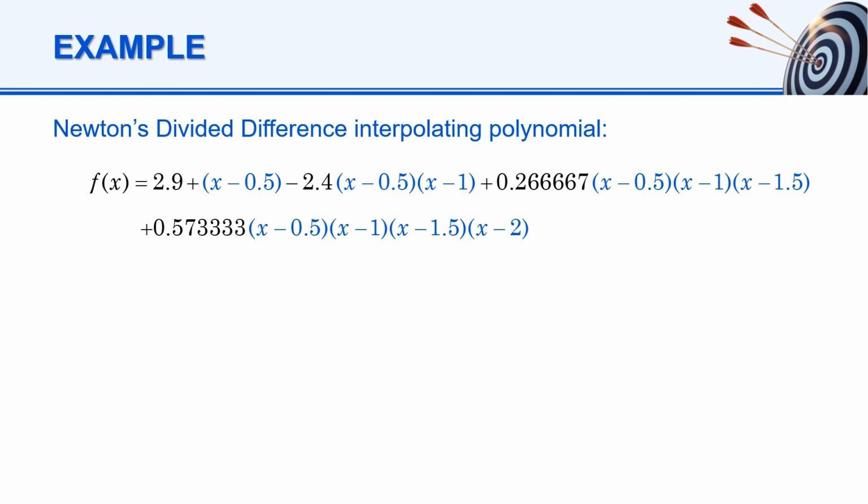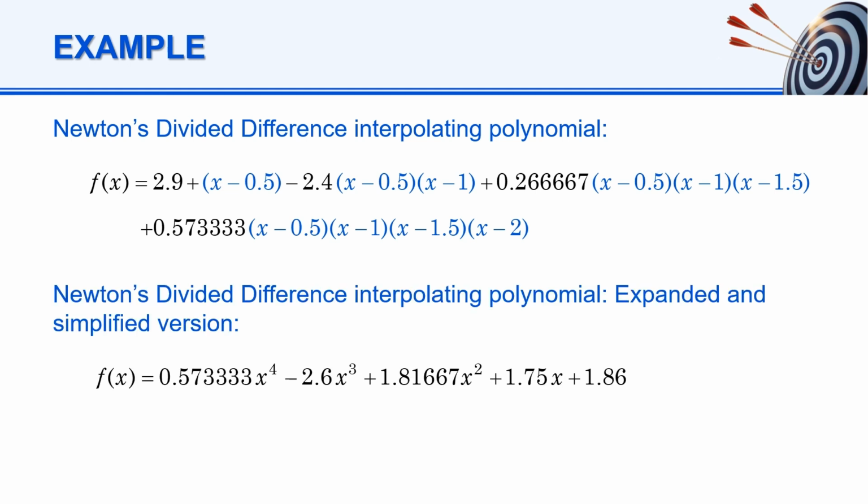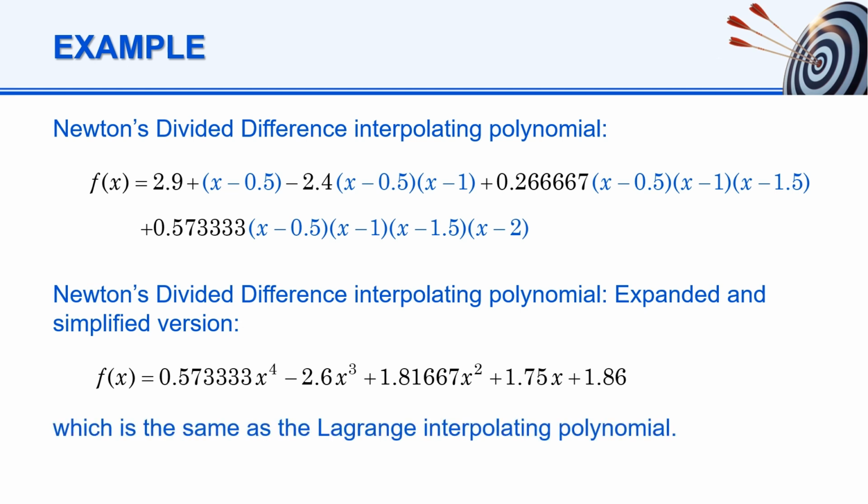We note that when the interpolating polynomial is put in the simplified form, the result gives the simplified version of the Lagrange interpolating polynomial.